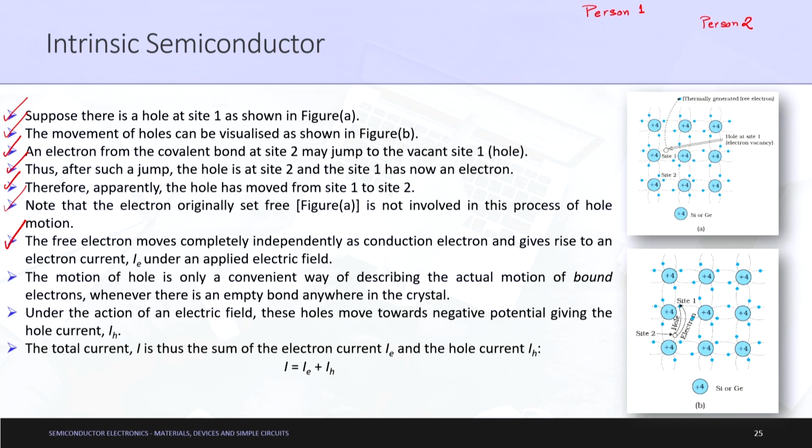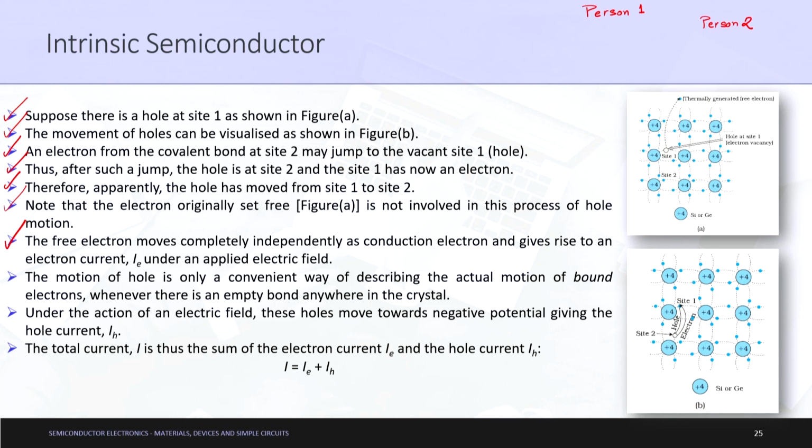They are just trying to say that the electricity conduction can be explained by the movement of electrons, and can also be explained by the movement of holes. So the motion of hole is only a convenient way of describing the actual motion of bound electrons whenever there is an empty bond anywhere in the crystal. Because there is a hole, it is quite evident that there will be a free electron residing somewhere in the conduction band. Obviously, that will be a conduction electron.